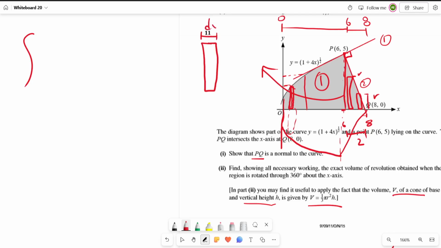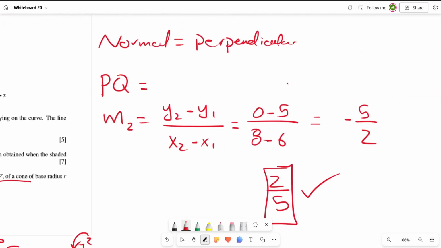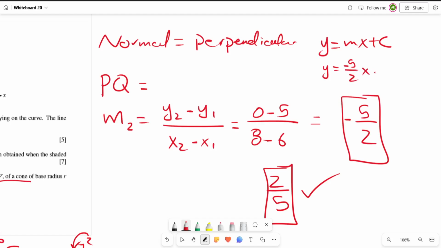This length over here is a small infinitesimal size of x, so we call it dx, and this length over here is r. Again, r is going to equal the y value. So I will need to find the y function of the straight line, which is super easy. I already know that m is negative 5/2. I know that y equals mx plus c. So y equals negative 5/2 x plus c.